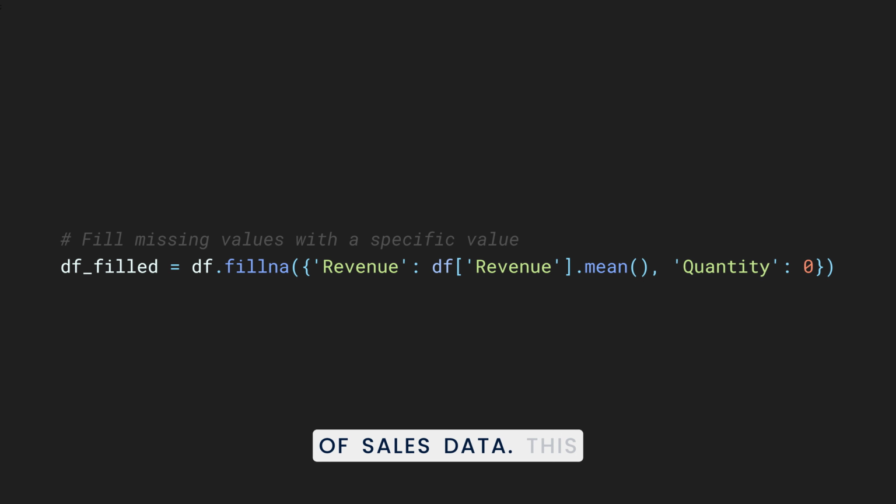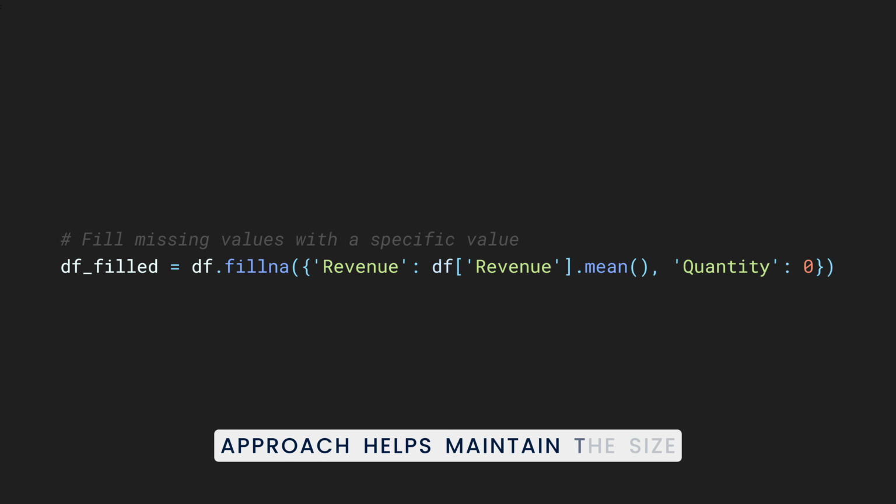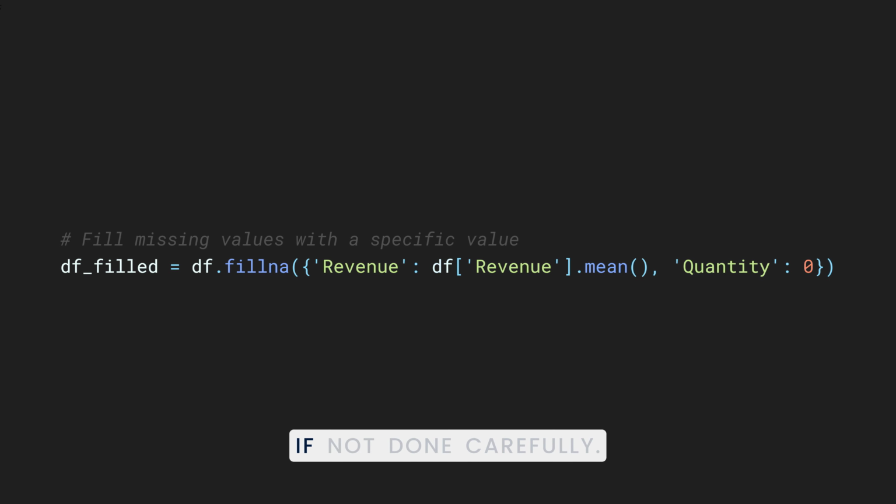of sales data. This approach helps maintain the size of your dataset and can be more informative than simply dropping rows. However, be cautious with imputation, as it can introduce bias if not done carefully. Always consider the context and implications of filling missing values in your analysis.